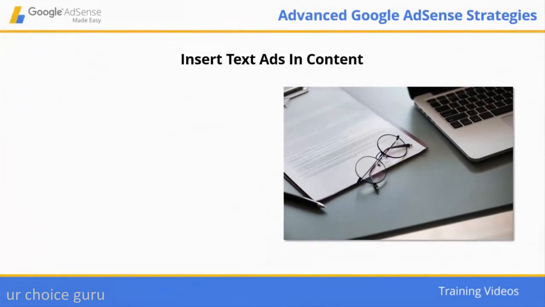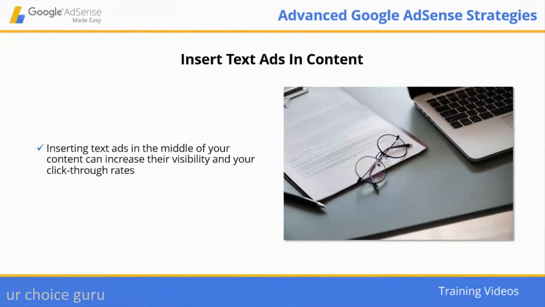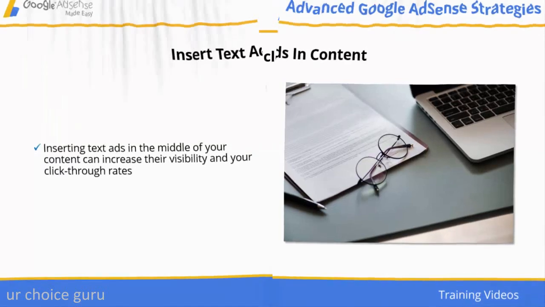Insert text ads in content. Inserting text ads in the middle of your content can increase their visibility and your click-through rates. This is because text ads in between content look good and easily catch the attention of the reader without being intrusive. One of the subtlest ways to apply this strategy is by inserting text ads in between paragraphs.